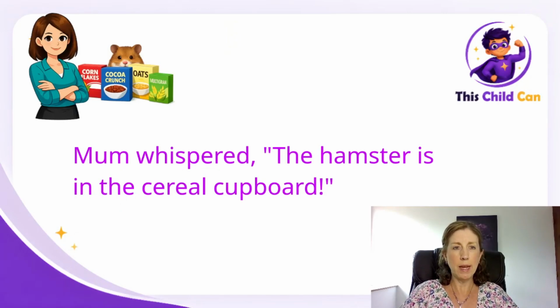In this example, it says, Mum whispered, "The hamster is in the cereal cupboard." We can see here that Mum whispered comes at the start of the sentence this time. Then we have a comma. That shows that the speech is about to begin. It's very common for children to miss out this comma before the speech. So the key question to ask is, what punctuation clue tells the reader that the speech is coming next?